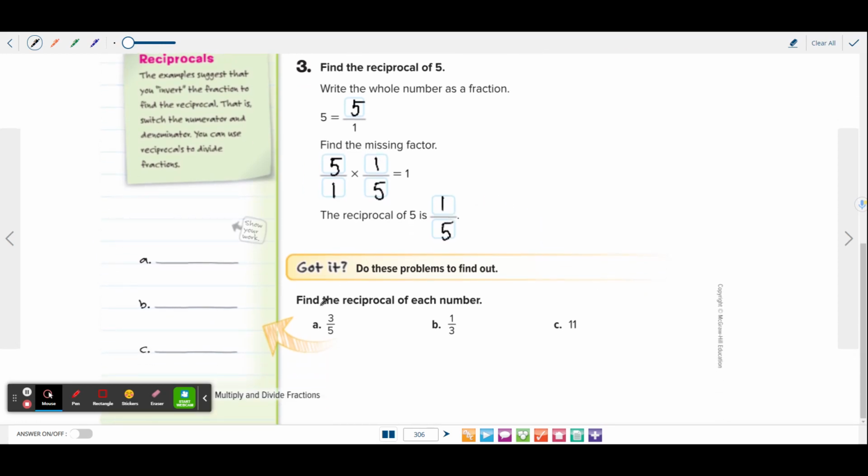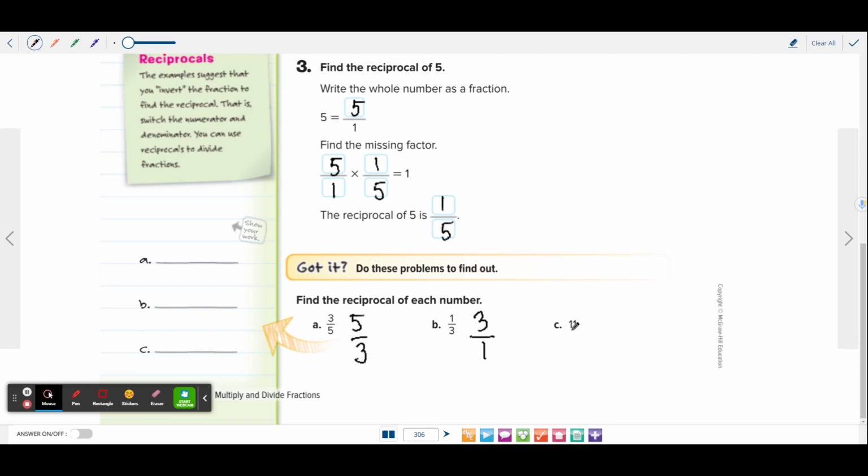Okay, so find the reciprocal of each number. I want you guys to pause the video for a second, try to write these down and then unpause the video and check your answers, okay? Okay, so 3/5 flipped upside down would be 5/3. 1/3 reciprocal flipped upside down would be 3/1.